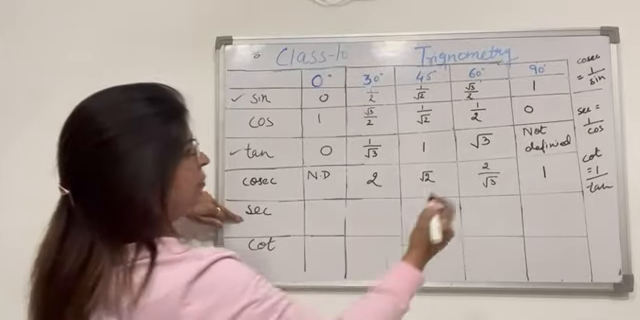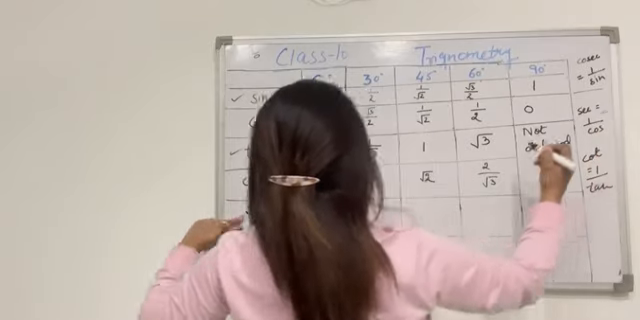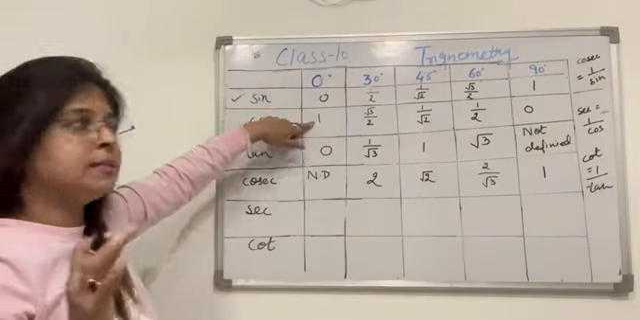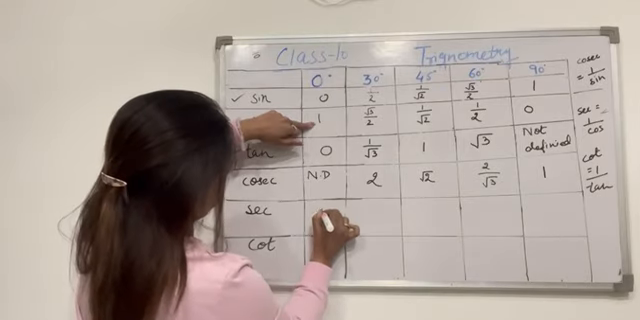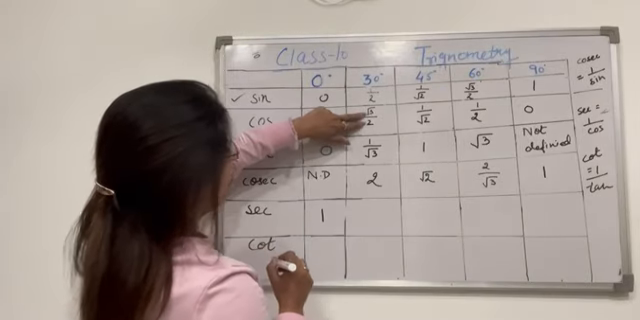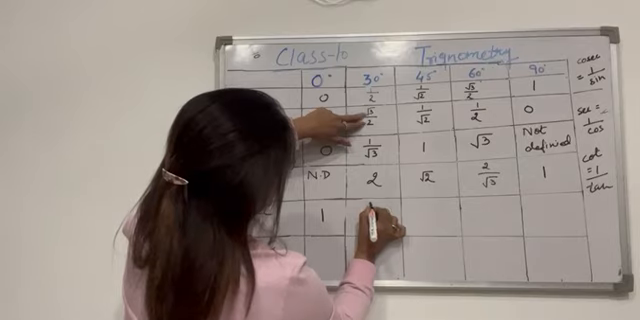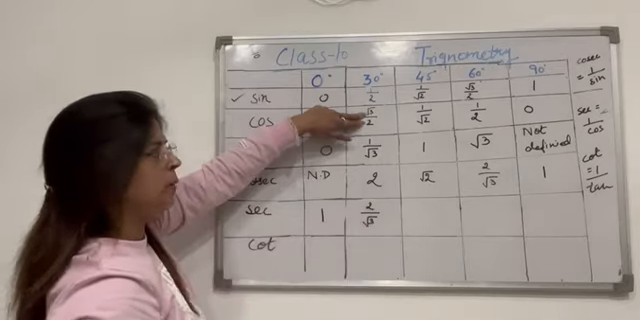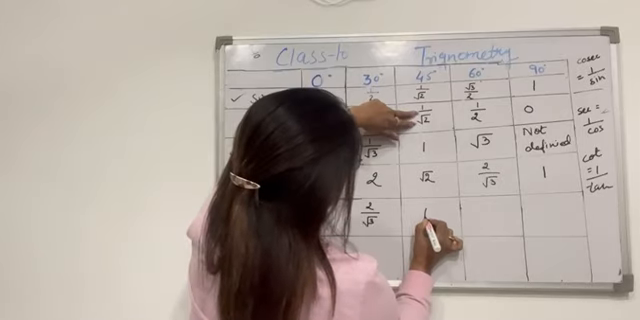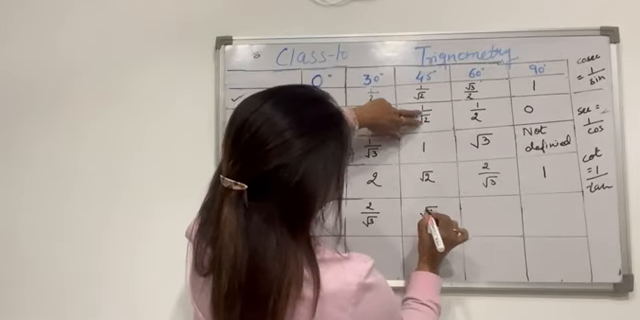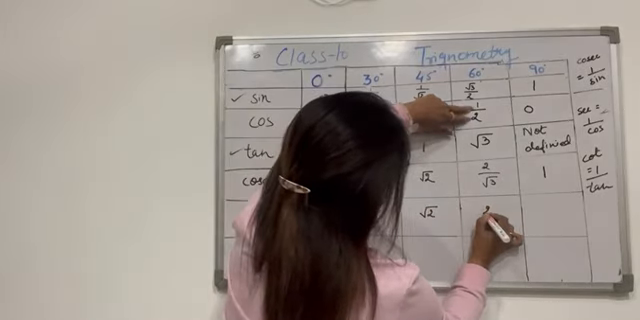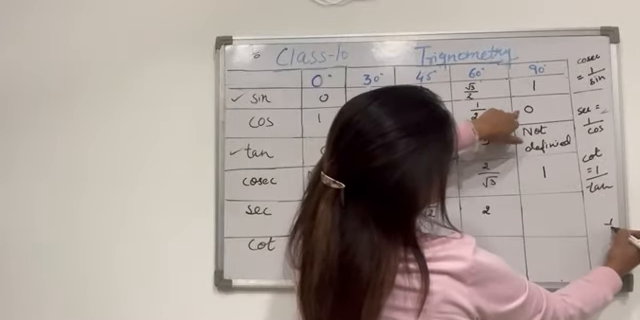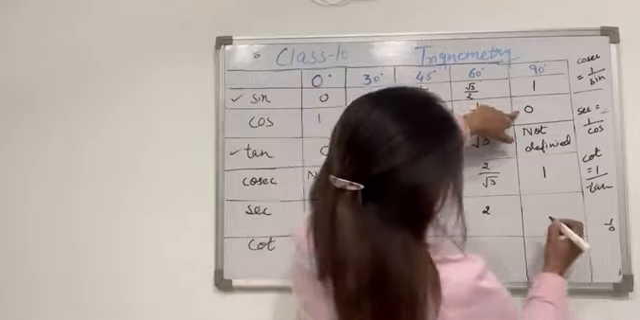Now for sec, I have to write 1 upon cos. So I have to take its reciprocal. Reciprocal of 1 remains 1. Reciprocal of under root 3 by 2 will be 2 under root 3. 1 upon root 2 will be root 2. 1 upon 2 will be 2. And 1 upon 0, this is again the case of 1 upon 0. That is not defined.